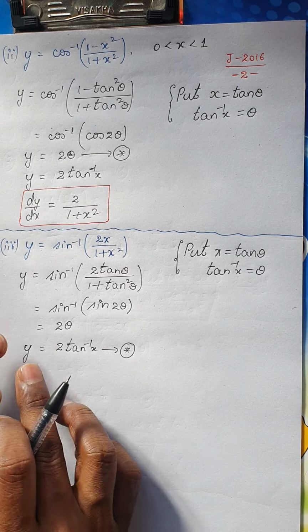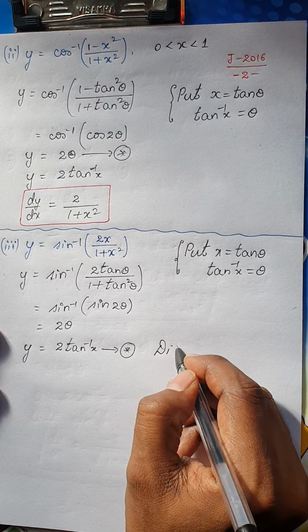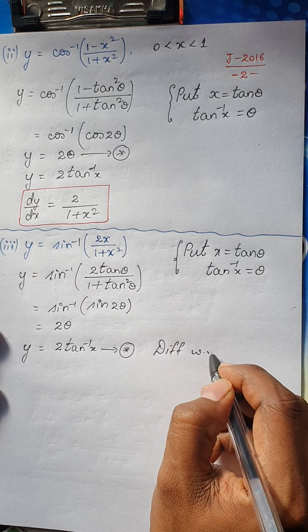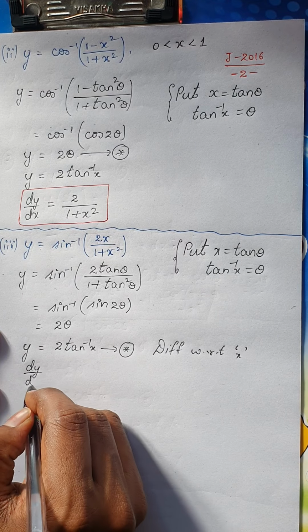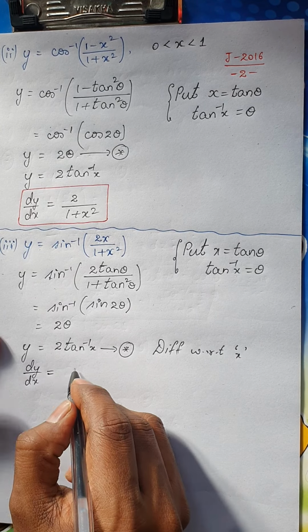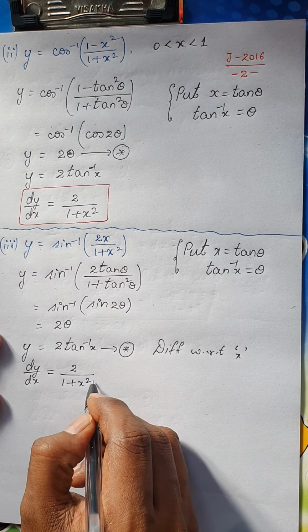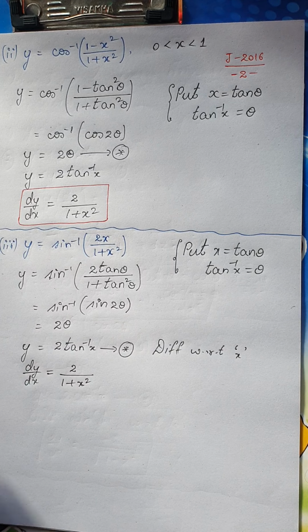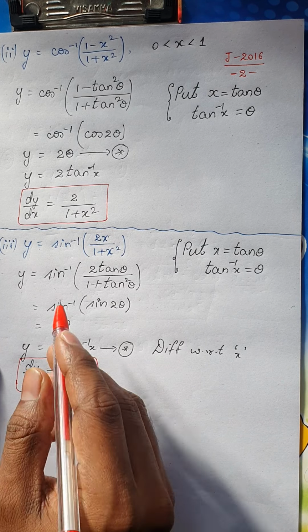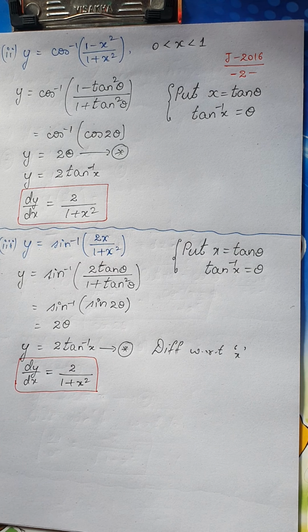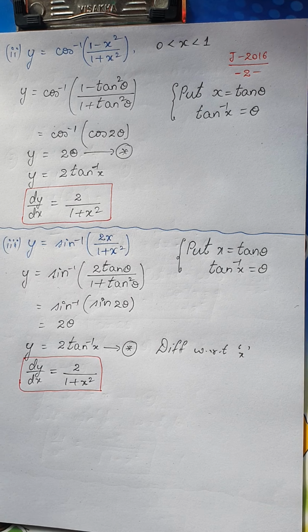Remember, the left hand side is y. Therefore if you differentiate with respect to x, you get dy by dx is equal to 2, a constant, times the derivative of tan inverse x, which is 1 divided by 1 plus x square. So it is 2 divided by 1 plus x square. This is the derivative of the above given function. They have not asked this question even once, so there are chances of it being asked this time.